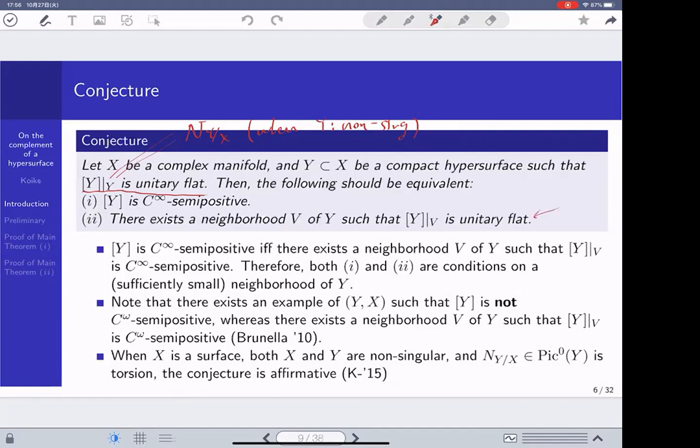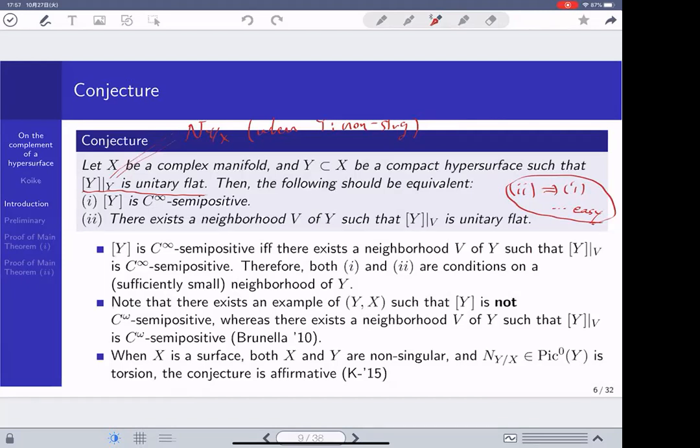So this is the relation I explained in the previous slide. Actually, when condition 2 holds, then condition 1 holds. It is easily shown. So the problem is the opposite side. Assume that the line bundle of Y is semipositive, I mean C infinity semipositive, and I'd like to ask how it behaves on a neighborhood of Y.